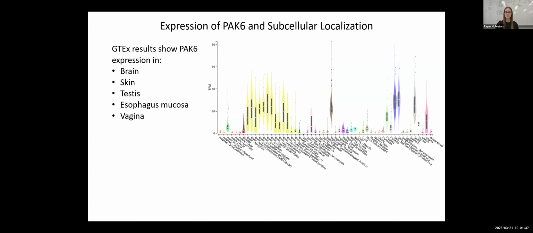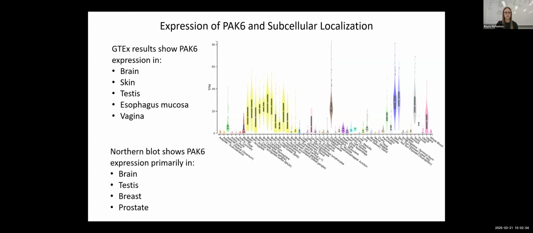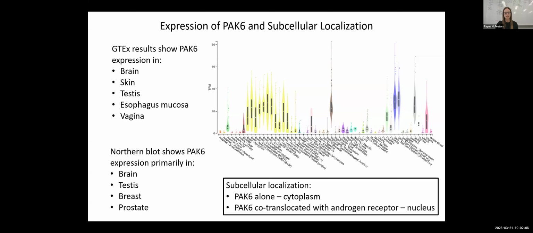While PAX6 is not ubiquitously expressed in all tissues, there are many tissues that it is expressed in. The GTEx results show that PAX6 is primarily expressed in brain, skin, testes, esophagus, mucosa, and the vagina in comparison to other tissues. Experimentally, using northern blots, research has shown that PAX6 expresses primarily in the brain, testes, breast, and prostate. PAX6 is generally localized to the cytoplasm, but when it is interacting with the androgen receptor, it translocates with the receptor into the nucleus, where PAX6 will inhibit the androgen receptor.